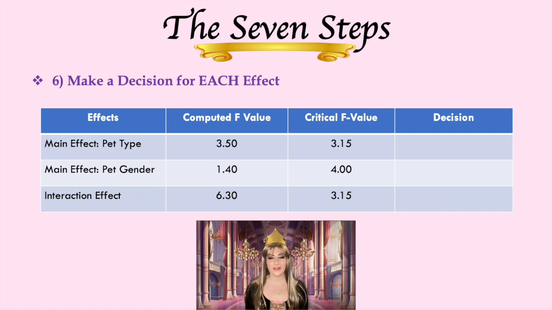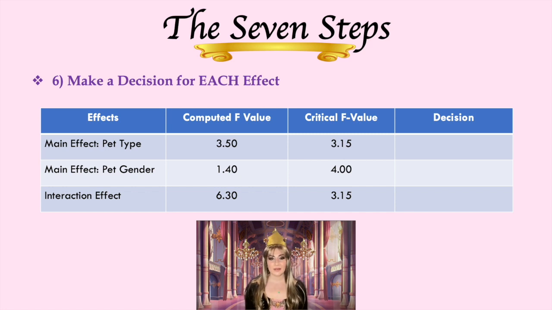The computed F value there is 1.40. 1.40 looks like it's smaller than our rejection rule. It's smaller than our critical value of 4.0, so our decision there would be to fail to reject the null and conclude that there are no significant effects on levels of happiness based on pet gender.